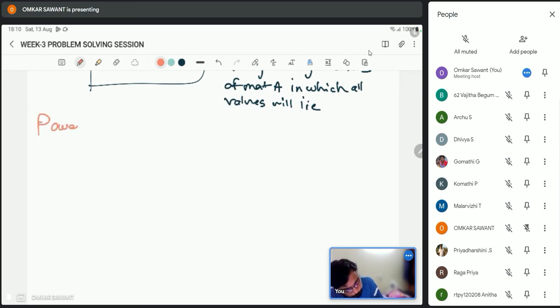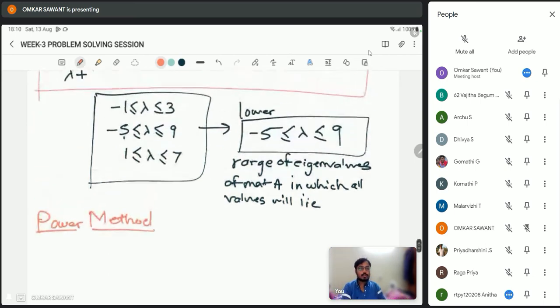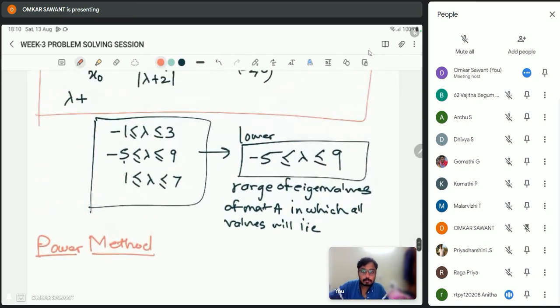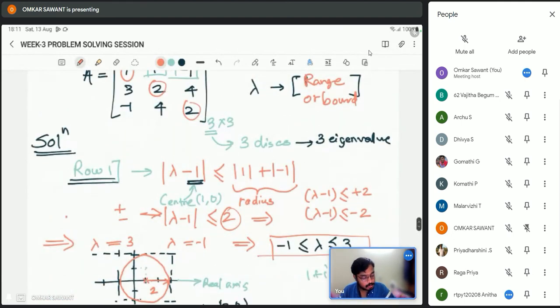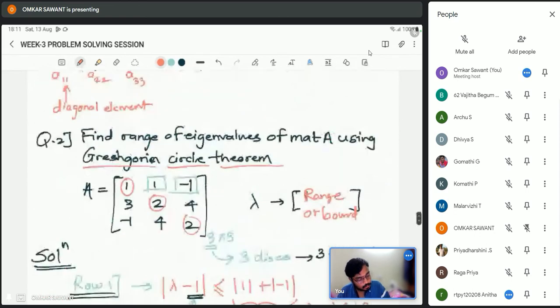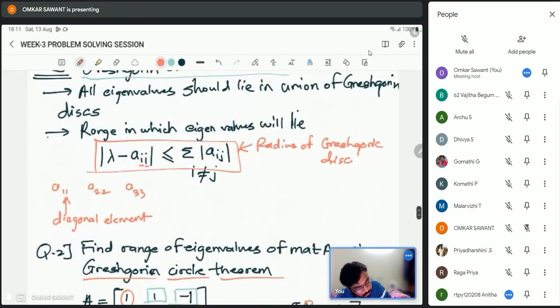Sir, I had a doubt in the previous problem. In row 2, if we want to draw the circle, we take the center as 2, comma 0. But what could be the radius? You tell me, what will be the radius? Will it be 7, sir? It will be 7, right? Because the theorem tells that this is your radius. Clear, sir.